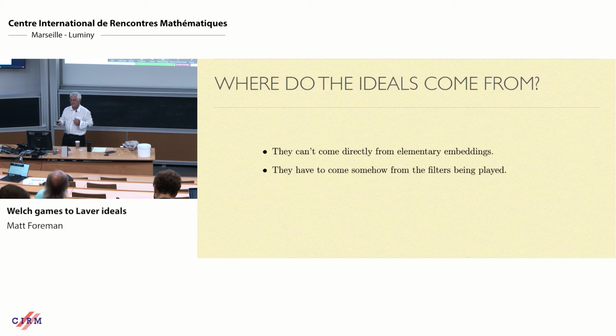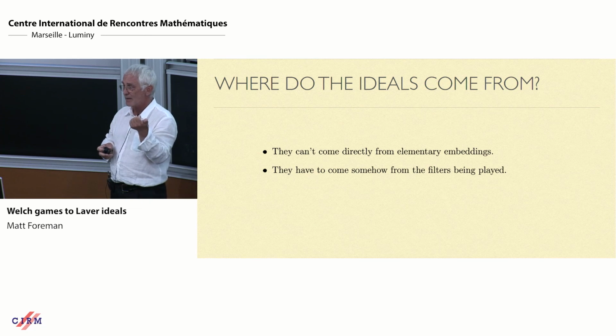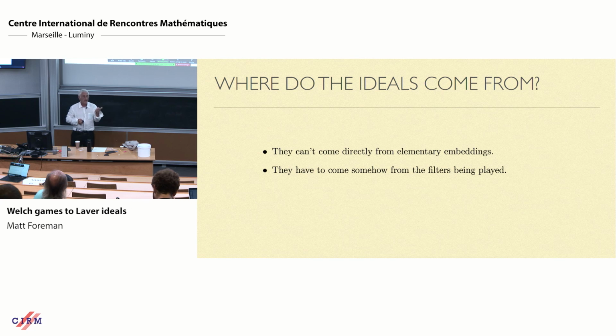Okay. So where do the ideals come from? They can't come directly from the elementary embedding. Why is that? Remember the ideals here. So we have two ideals. We have the ideals that are coming from the strategies, and we have the ideals that build the strategies that come from the elementary embeddings.